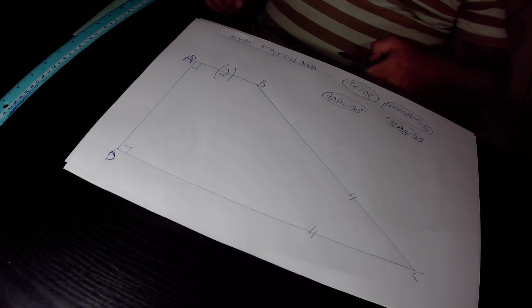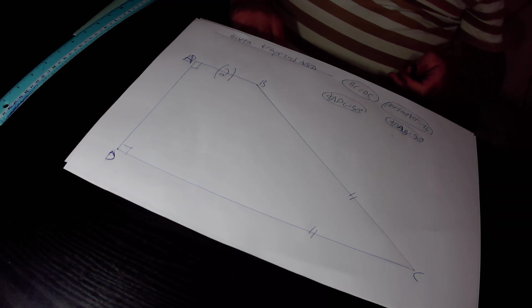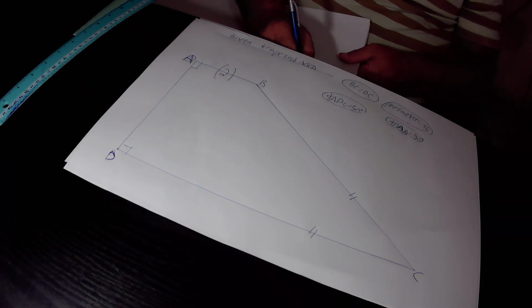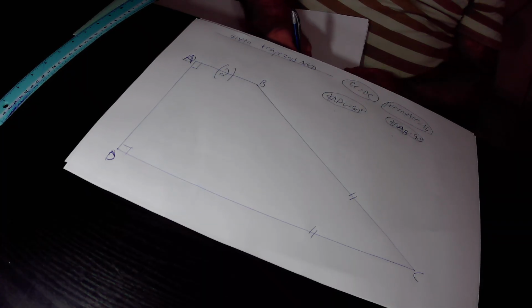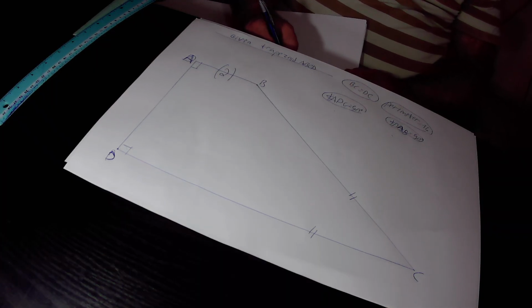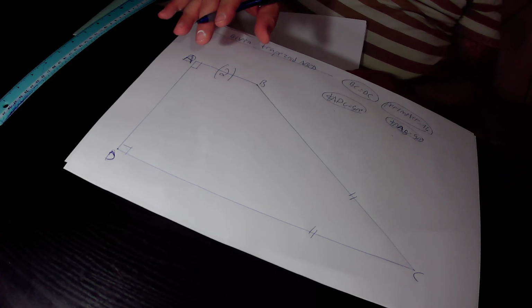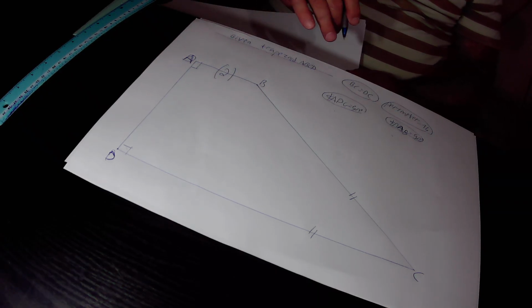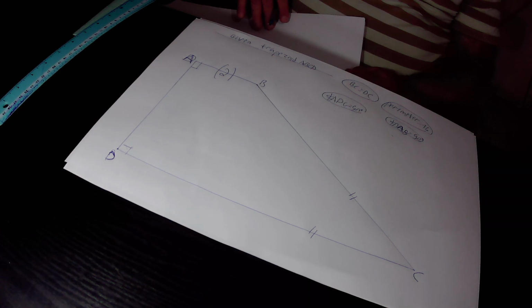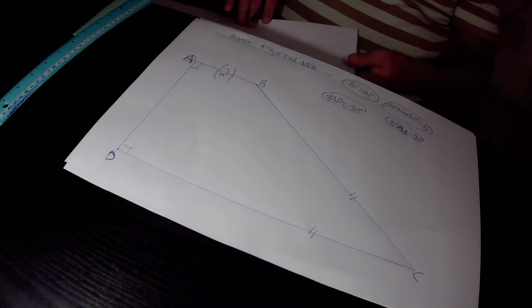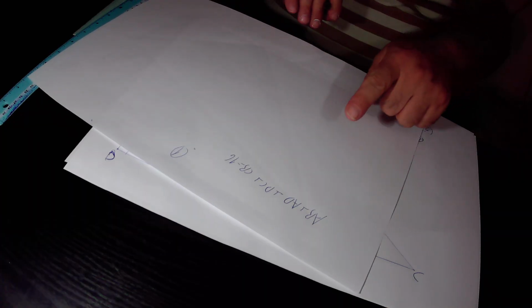So I write it down according to what is given in the question. AB plus AD plus DC plus CB is equal to 16. The sum of all the sides of this ABCD is equal to 16. That is the perimeter of this ABCD. Okay, again, AB plus AD plus DC plus CB equals 16.